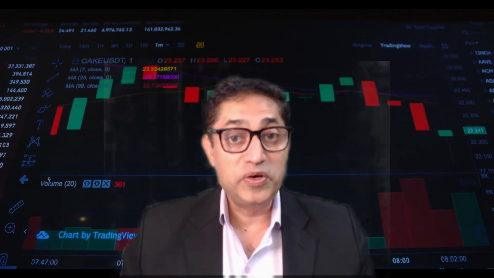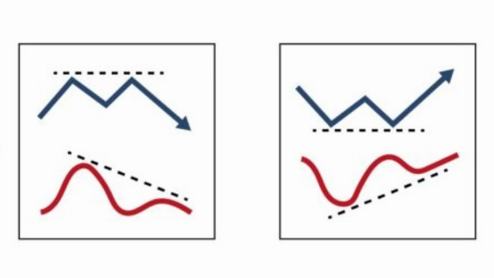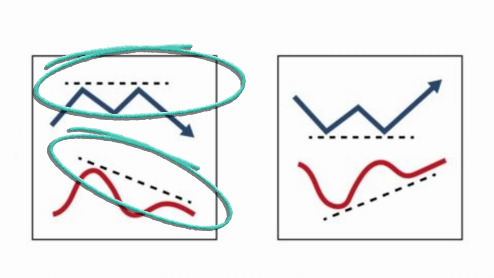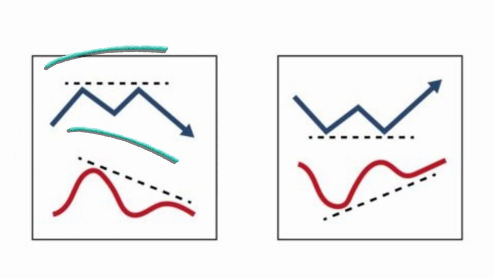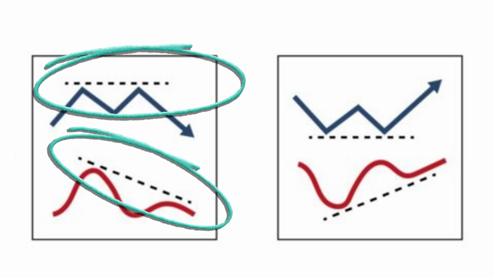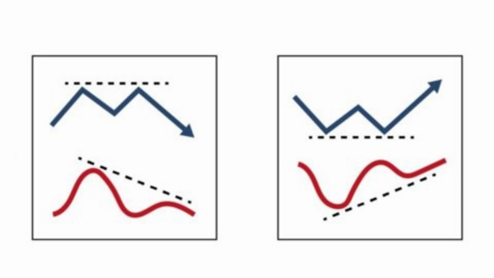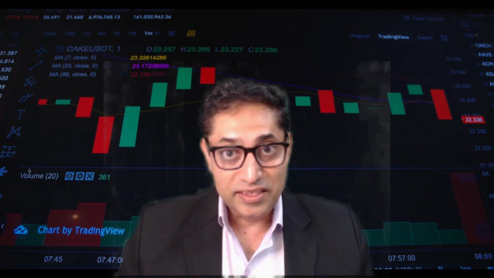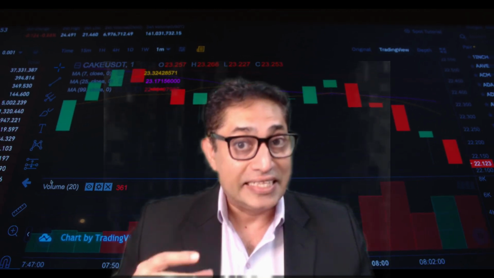But today, what we are going to talk about is the exaggerated divergence. This is used at double tops and double bottoms. You will see in the double top, the price is making a similar high, whereas the RSI is making a lower high. And in the case of a double bottom, you will see the prices are making similar lows, but the RSI is making a higher low. This is what we are going to identify in this double top and double bottom strategy.